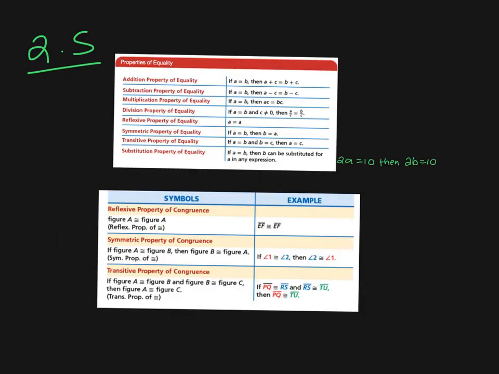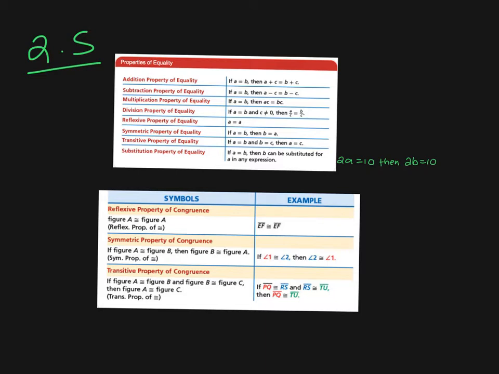This is just a snapshot, again, from 2.5, but this is now those three properties applying to segments and angles. So reflexive, symmetric, and transitive also apply to angles and segments. A segment that's equal to itself would be reflexive. An angle equal to itself would be reflexive. And then if you reverse the order, it would be symmetric. So if angle 1 equals angle 2, then angle 2 equals angle 1.